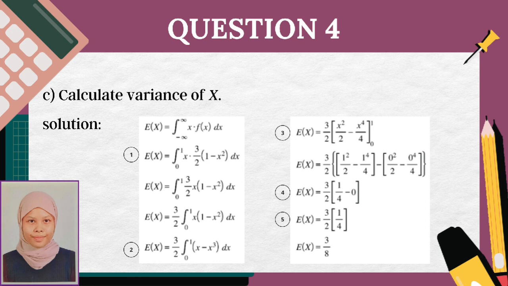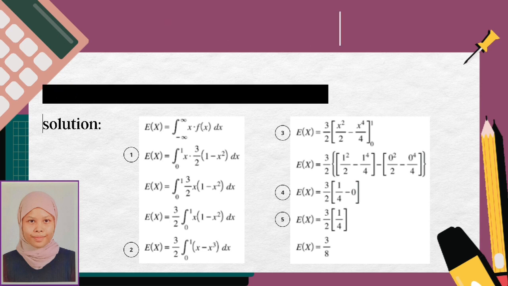Secondly, we can expand the function into x minus x cubed dx. Thirdly, we integrate it, and it will be x squared over 2 minus x to the power of 4 over 4 on the range 0 to 1. Then we replace the x with the values of 1 and 0 respectively. Fourthly, we subtract the values of 1 over 4 and 0. Fifthly, we will get 1 over 4. Then we multiply with 3 over 2, and we will get E(x) equals 3 over 8.